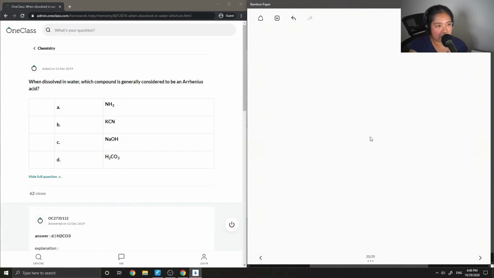Okay, so question number 1 asks, when dissolved in water, which compound is generally considered to be an Arrhenius acid? NH3, KCN, NaOH, H2CO3. So first I'm just going to write down the definition of Arrhenius acids.